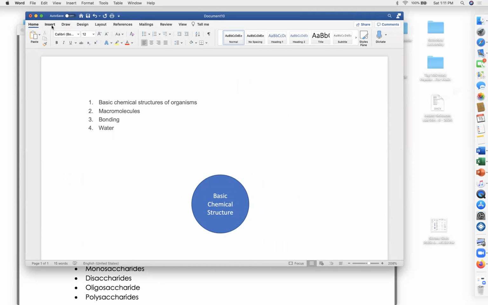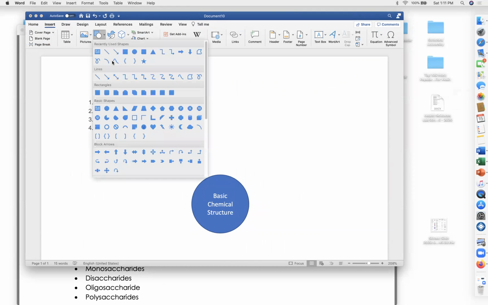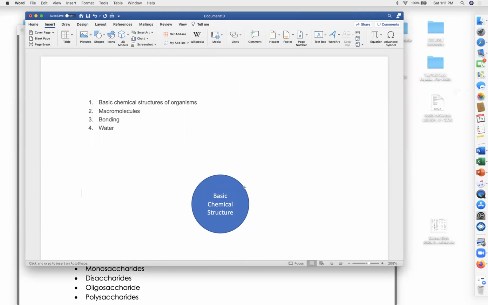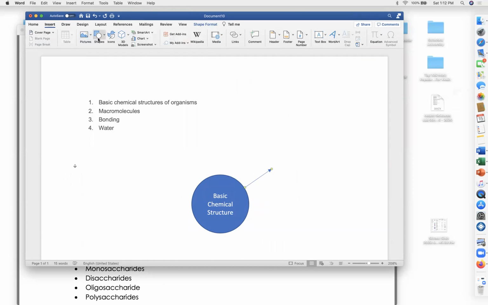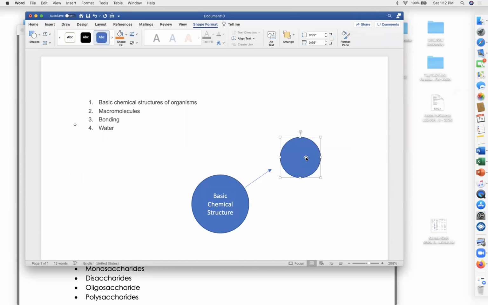So can I insert an arrow? Sure. I put an arrow, and then I put another circle, and then another shape, and then I could talk about the macromolecules. You put that here, maybe make this a little bit bigger so I can fit the word macromolecules, and inside there, write the word macromolecules. And what were the four macromolecules? I can then do what?